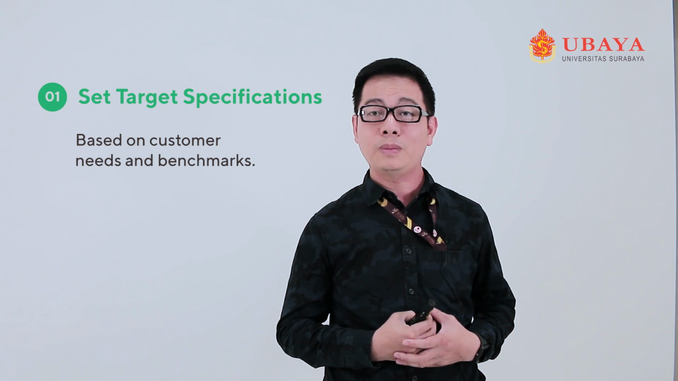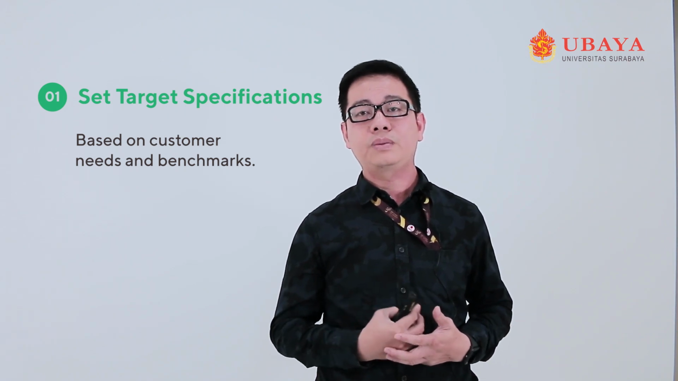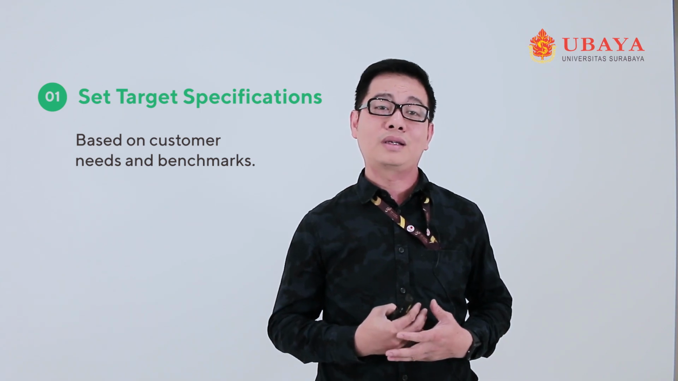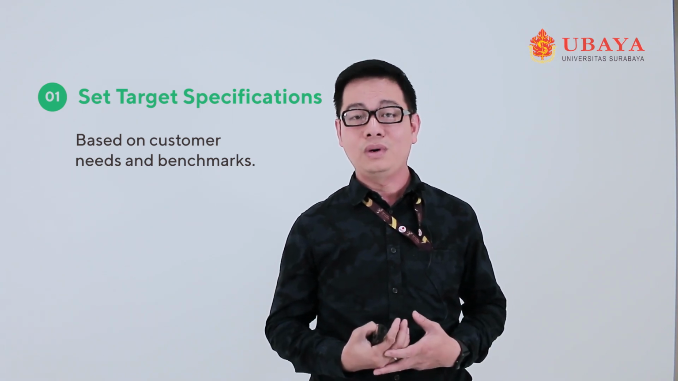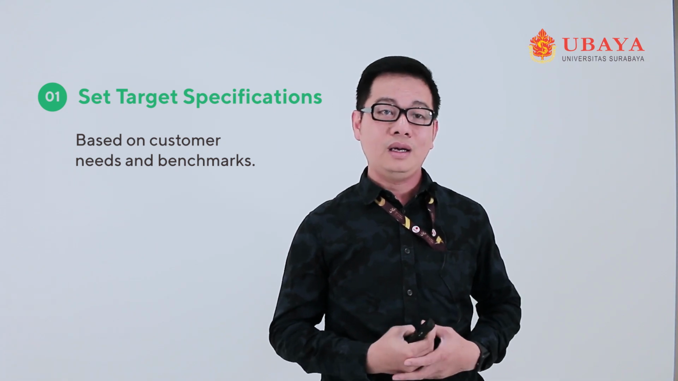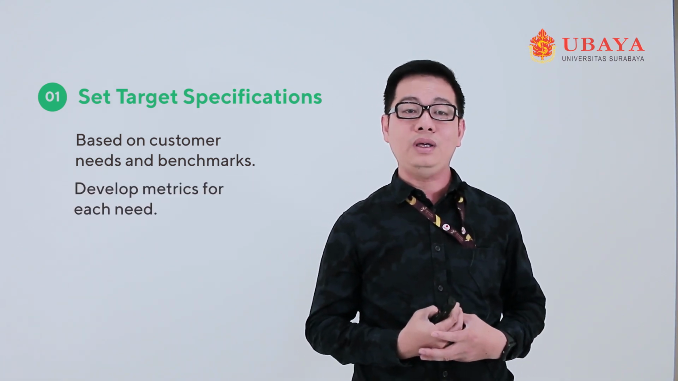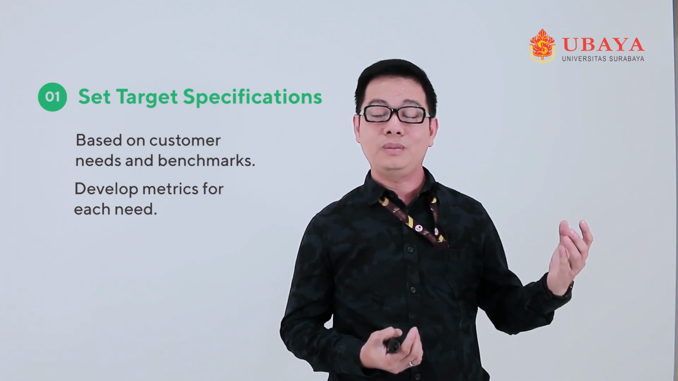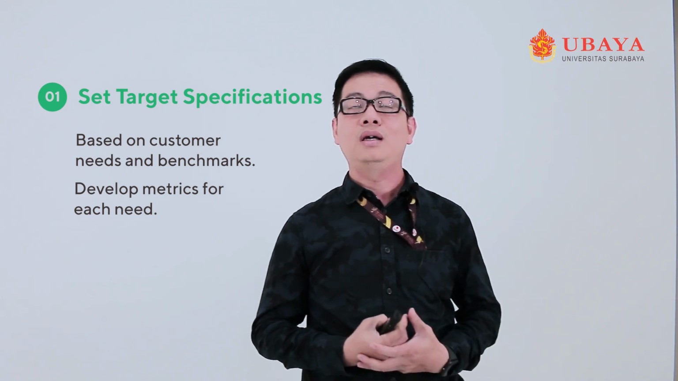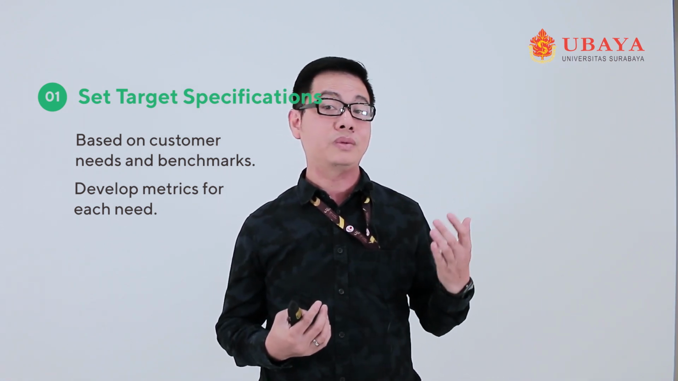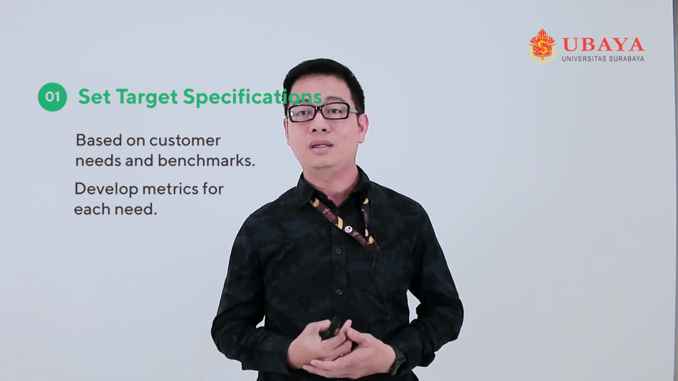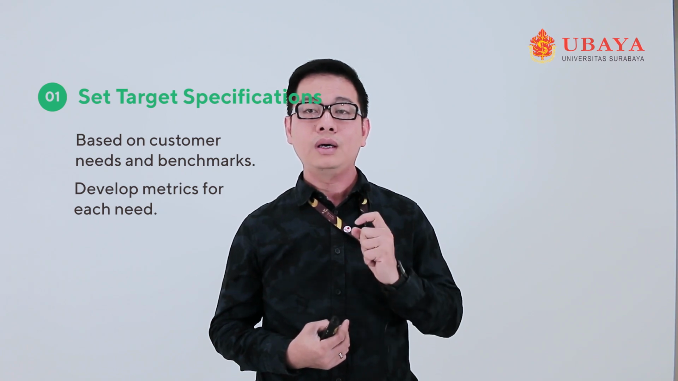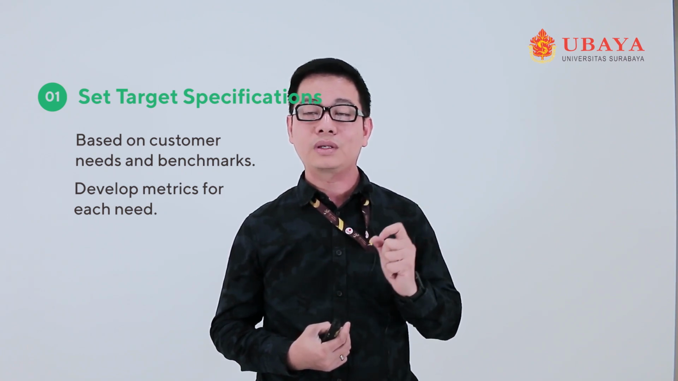So we need to do benchmarking to see whether our product is better or worse than our competitors, and then develop metrics for each need. Last week, we were talking about customer needs. I mentioned that customer needs consist of 5 to maybe 15 customer needs. For each need, there should correspond a metric, a spec.